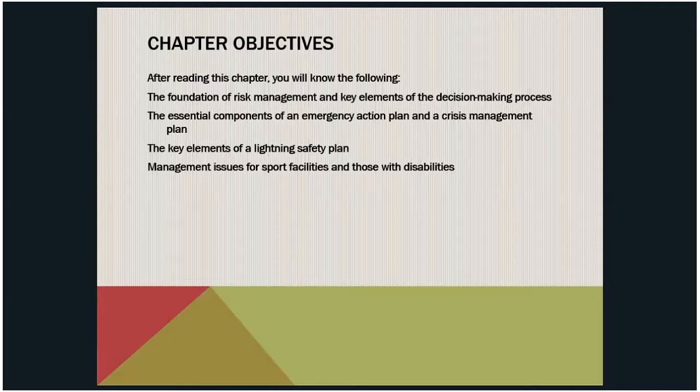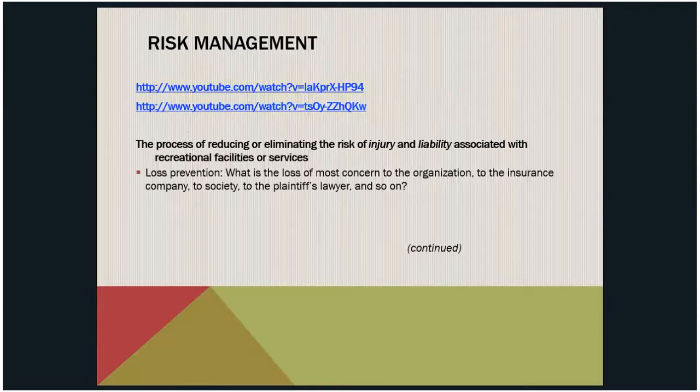We're going to look at different components of an emergency action plan and a crisis management plan. We're going to look at lightning safety and how we can keep those patrons and employees and spectators and players all safe. And then we're going to look at some management issues for sport facilities and those with sport disabilities. So we're going to cover a lot of different areas.